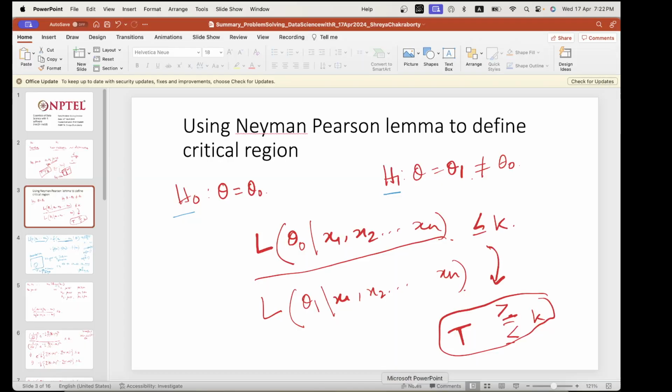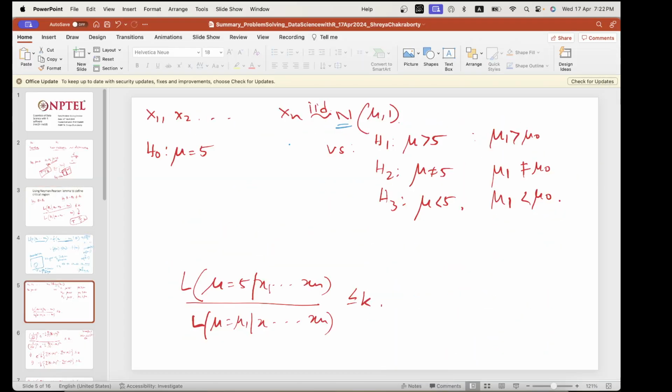For that, let us just consider this normal example. So I have an IID sample from normal mu, 1. My null hypothesis is similar to that bulb example, so my null hypothesis is mu equal to 5. And for the alternate, let us consider three alternates: H1, mu greater than 5; H2, mu not equal to 5; and H3, mu less than 5. So what will I do?